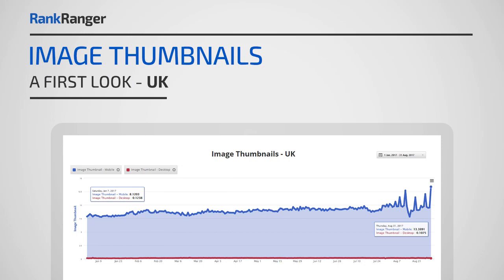All right, so first up the bat are image thumbnails out of the UK. So image thumbnails out of the UK, the bottom red line is image thumbnails on desktop. The top blue area graph is image thumbnails on mobile. Really simple, really short. There's a huge gap between image thumbnails on mobile and image thumbnails on desktop, with way more image thumbnails being on mobile than on desktop out of the UK.